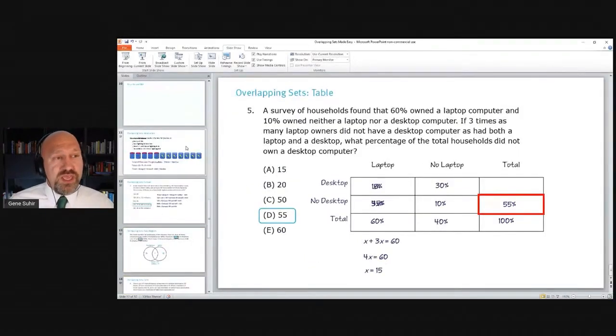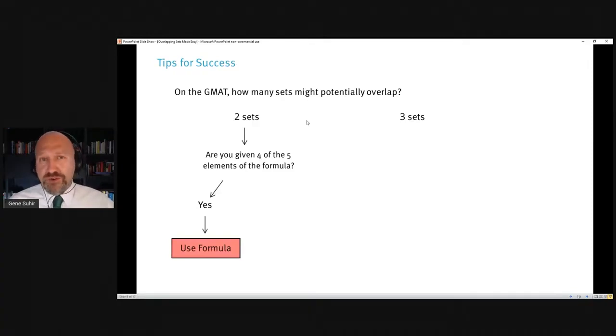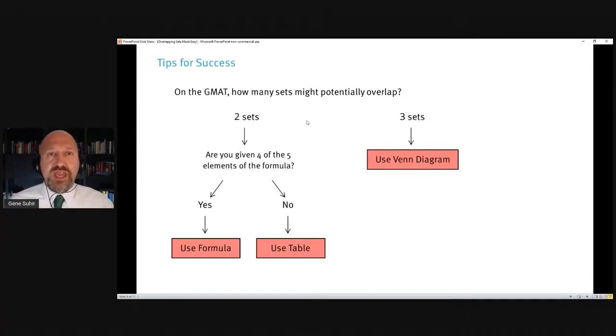Before we do that, though, here are really the headlines, I would say: the inner monologue of the GMAT champion you're training to be. If you're trying to make overlapping sets become easy and manageable for you, which I think is the goal for any GMAT topic, have your inner monologue ask certain key questions. How many sets might potentially overlap? Either two or three. If there are two overlapping sets, the formula is plan A. Are you given four out of the five elements of the formula? If the answer is yes, dive right into the formula. If you're given four out of the five elements, that's usually going to be the most time efficient approach. But if you're not given four out of the five elements within the problem, as we saw in a few cases, then plan B: use the table approach. And if there are three overlapping sets, that's when you would want to use the Venn diagram.